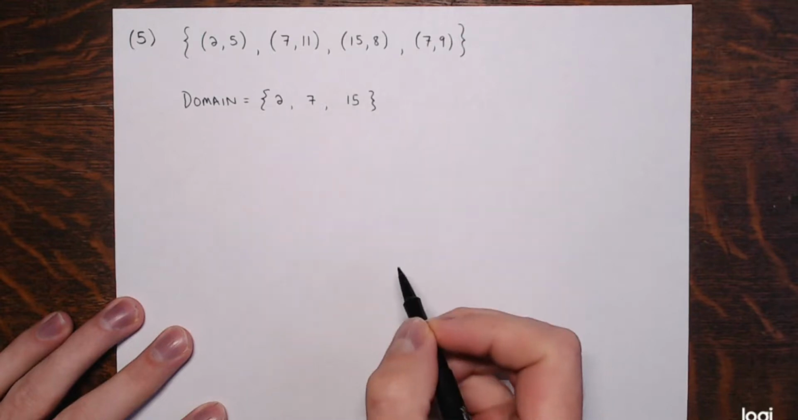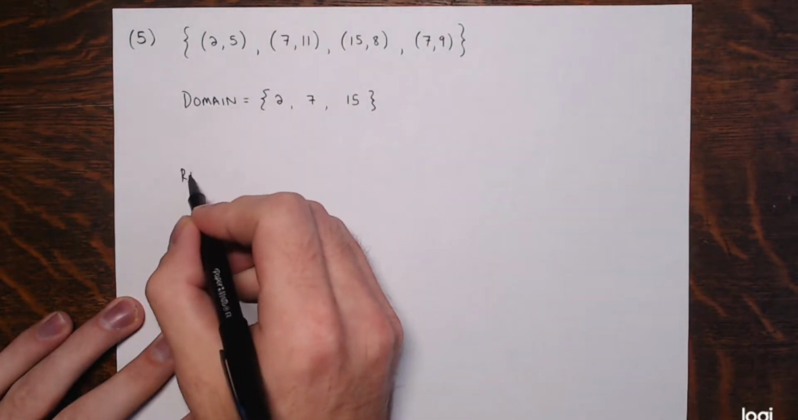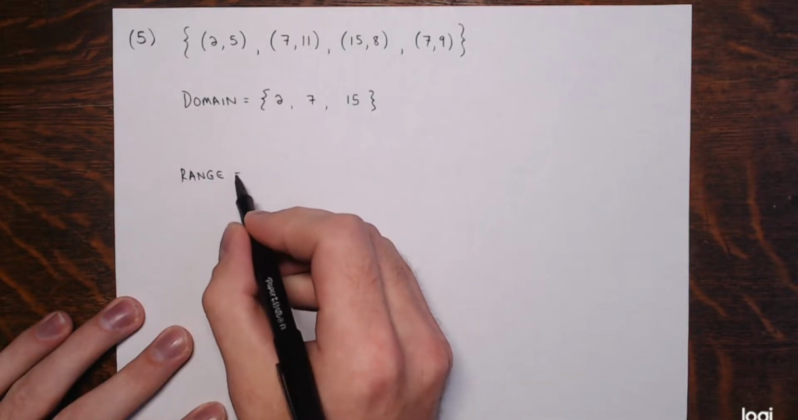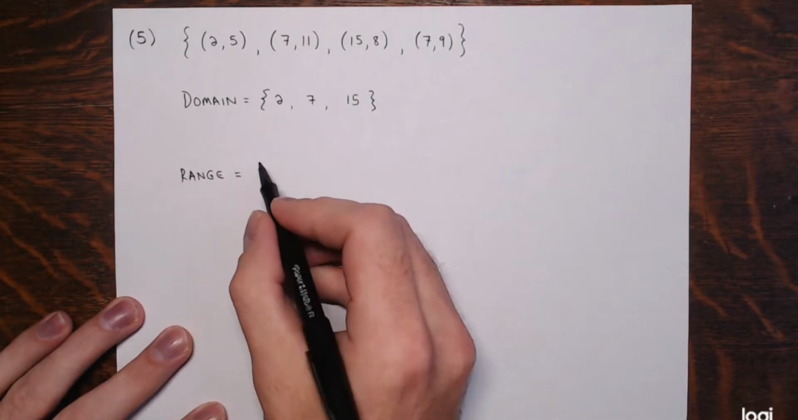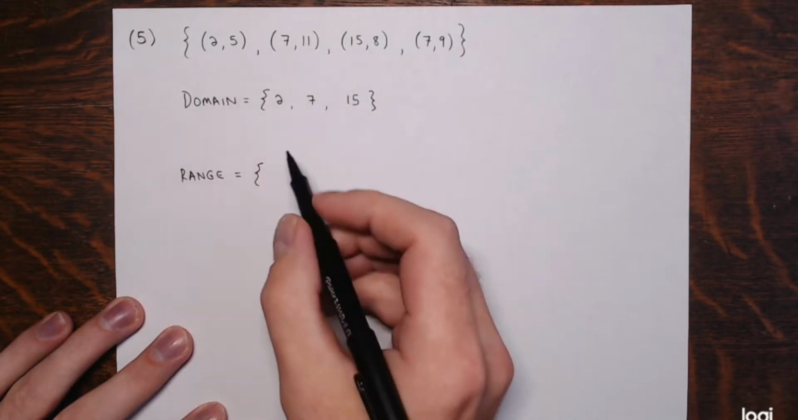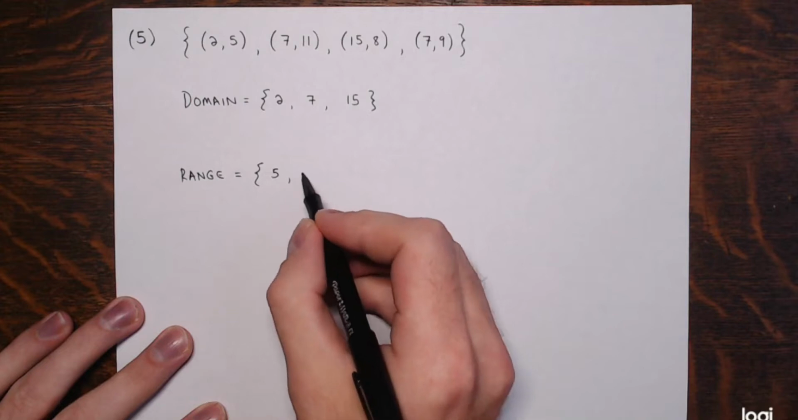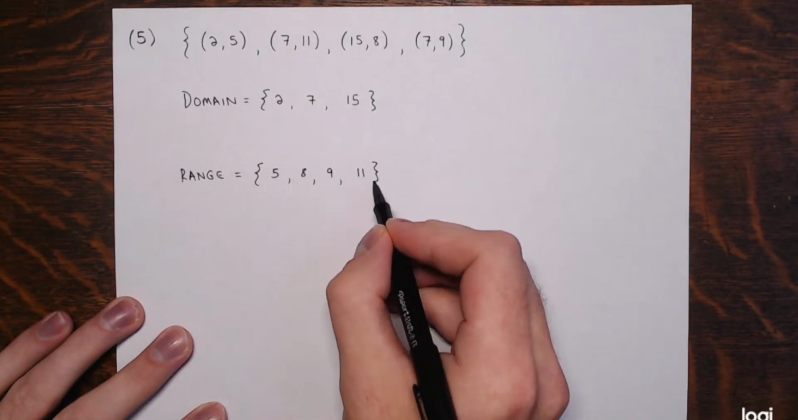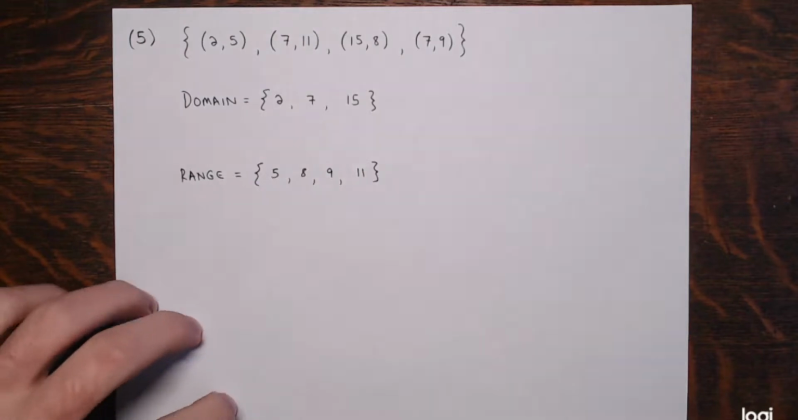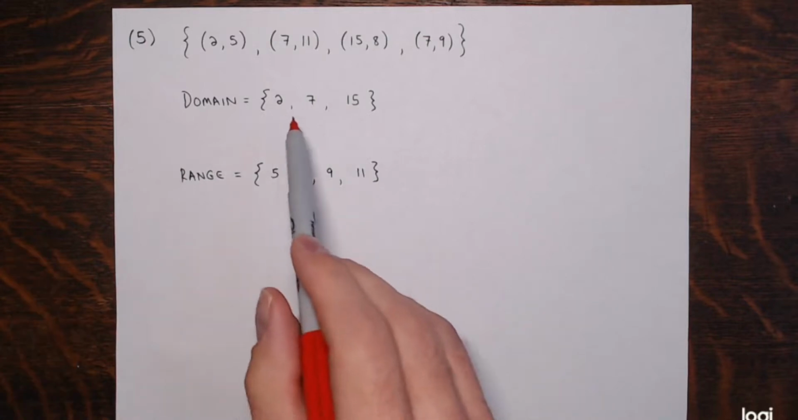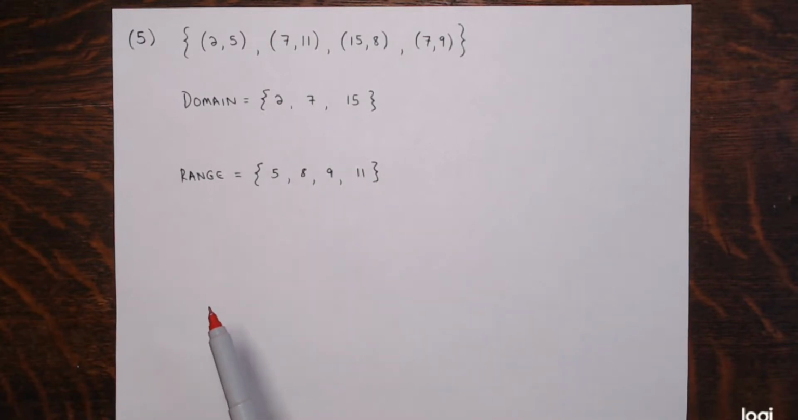And the range is the set of the second coordinates, the outputs 5, 11, 8, and 9. Right? 5, 8, 9, and 11. Usually they're put in lowest to highest order. It doesn't matter as long as you list out the elements that are the outputs. And then I'll just do a little arrow diagram here.